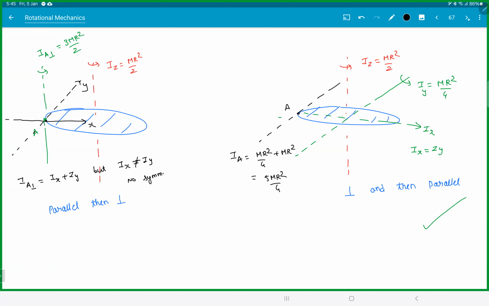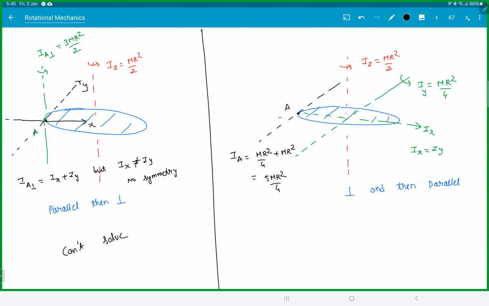The mistake here is making it half. Clear? So this is wrong. You can't solve this with this. This is the right method, 5 mr square by 4. So you have to be careful. When you use the perpendicular axis theorem, make sure that Ix and Iy are symmetrical. If they're not symmetrical, the theorem is valid, but you can't use it. Is this clear?